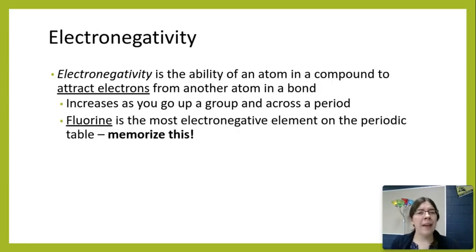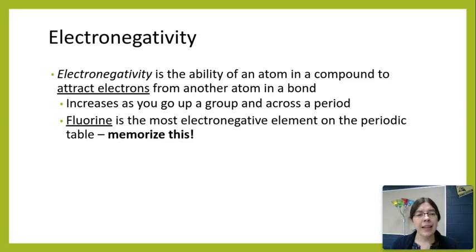Okay, so another trend we have is something called electronegativity, and this has to do with when atoms form bonds. So electronegativity is the ability of an atom to attract electrons to itself when it's in a chemical bond. So basically, it's the idea of how well do atoms share. Do they share really nice and have it nice and equal, or are they greedy and pull the electrons closer to them? If they're greedy, they pull the electrons closer, they're more electronegative.